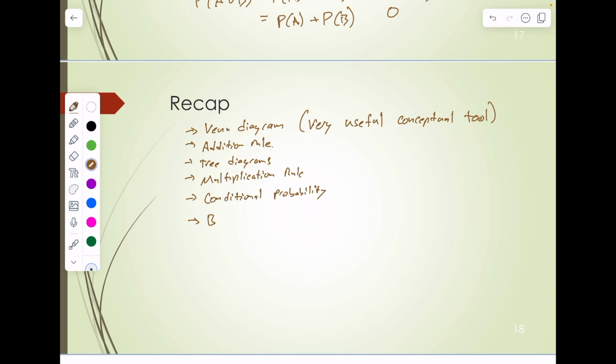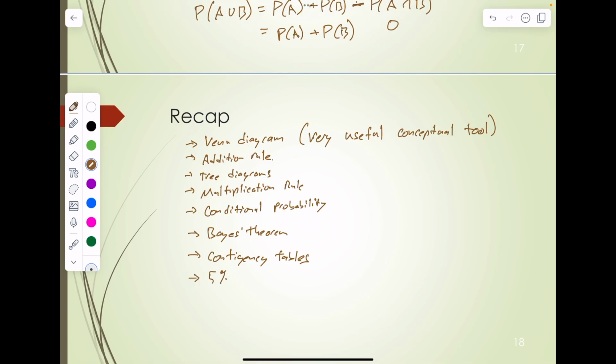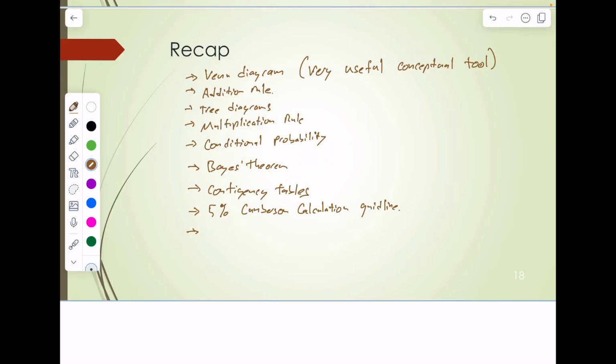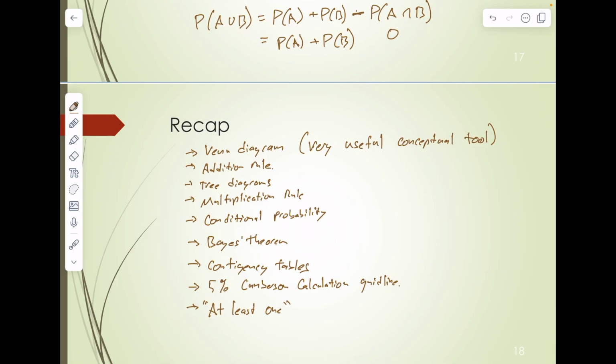After that, we looked at Bayes' theorem, and then we started talking about contingency tables. And we used all of these ideas. We used the conditional probability, we used the multiplication rule, and we saw how you could write the contingency table as a Venn diagram. We then talked about the 5% cumbersome calculation guideline, and saw how it was employed as we did an example in which we sampled 10 people from our drug test study. And then the last thing we looked at was a little example in which we looked at the probability at least 1. Okay, and that was it.